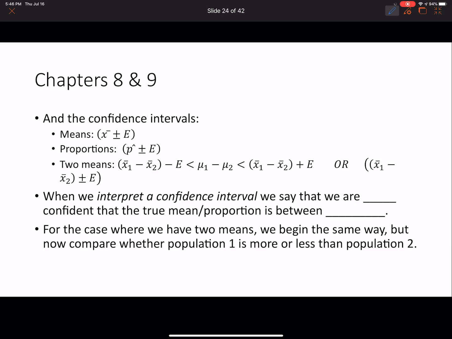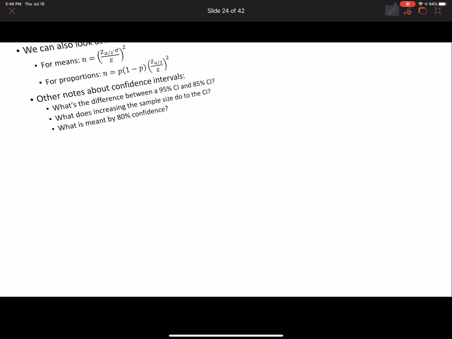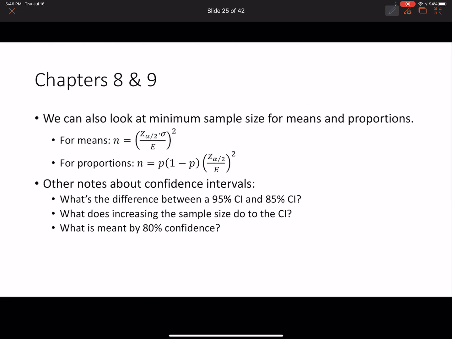And I give you the language we use when we interpret the confidence intervals as well. The last bullet point deals with section 9.1, where we've got two means, and how to make that interpretation as well. So make sure you're comfortable writing a confidence statement. The other thing we looked at in these sections was minimum sample size. We've got some formulas there for means and proportions. And then there were a couple of other notes about confidence intervals that we talked about.